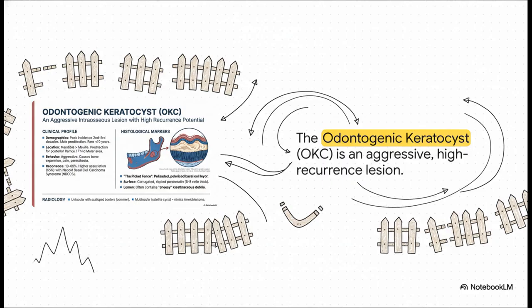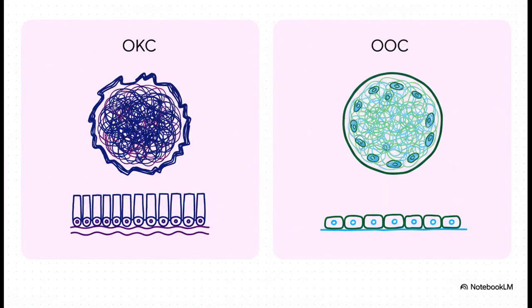We're talking up to 60%, which means it absolutely loves to come back after you think you've gotten rid of it. And under the microscope, it has this signature look, a palisaded basal layer, where the cells are all lined up neatly side by side. We often call it a picket fence. That's its calling card.